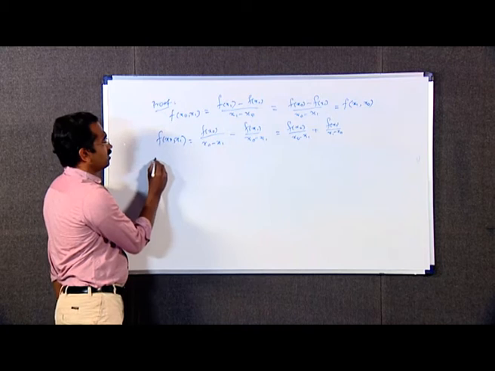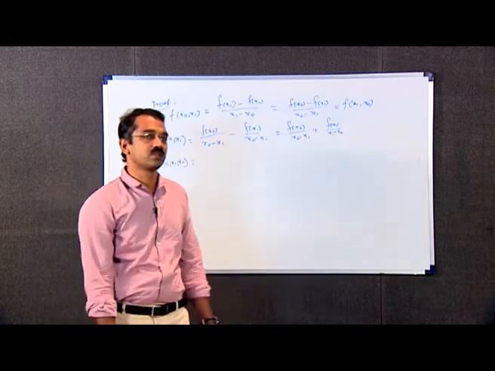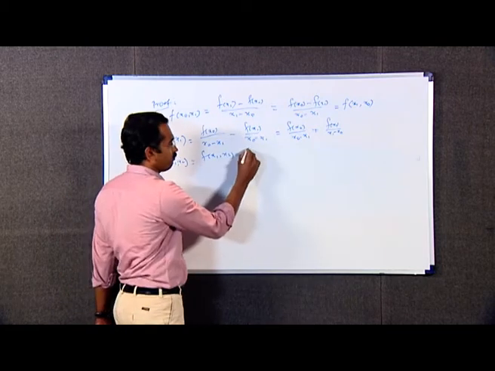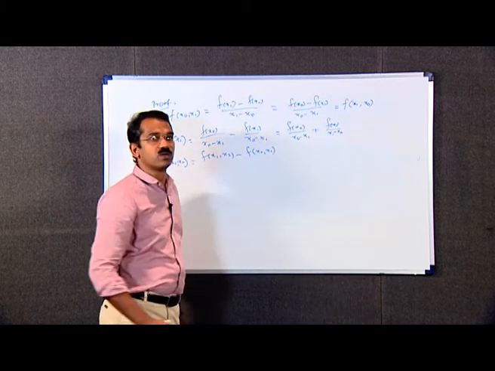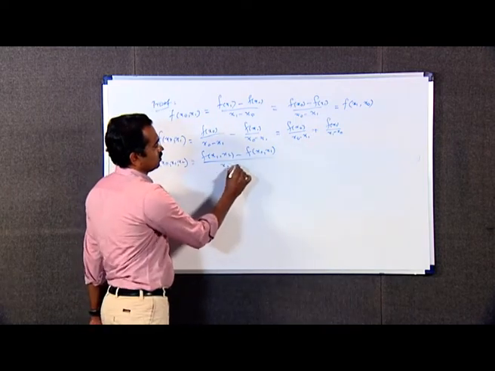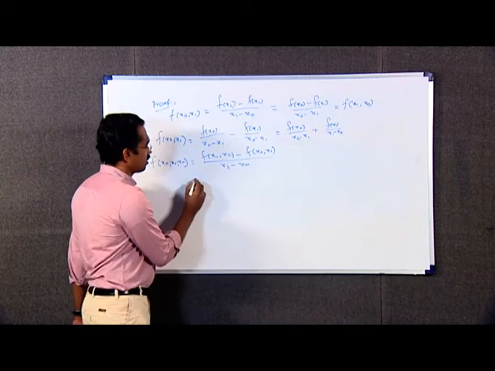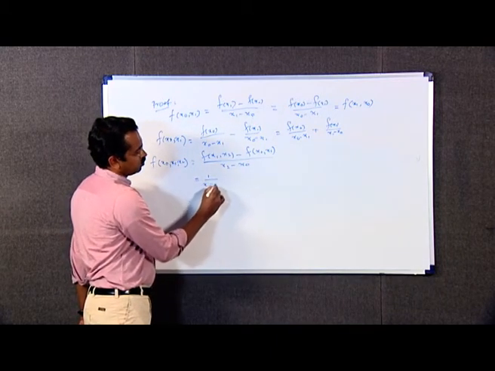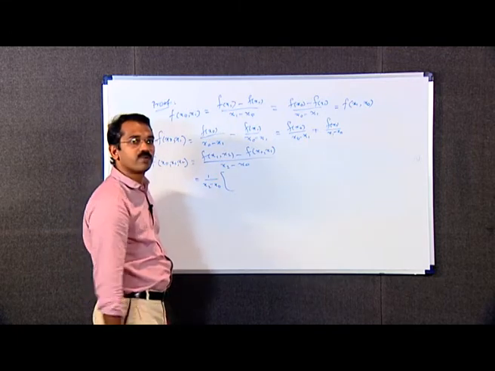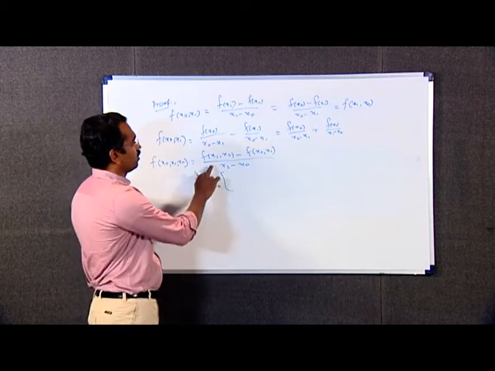Now, the second order divided difference between x0, x1 and x2 is defined, by definition of second order divided differences, as f of x1, x2 minus f of x0, x1, divided by x2 minus x0. That is equal to 1 by x2 minus x0 into f of x1 divided by x1 minus x2 plus f of x2 divided by x2 minus x1.